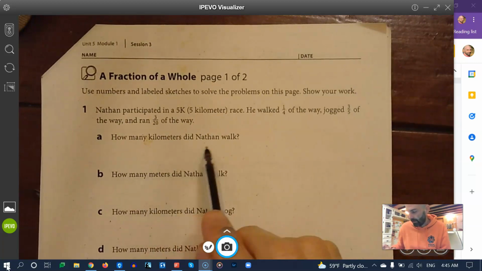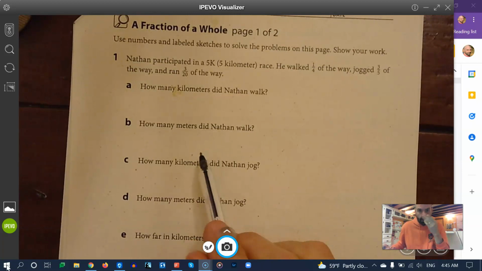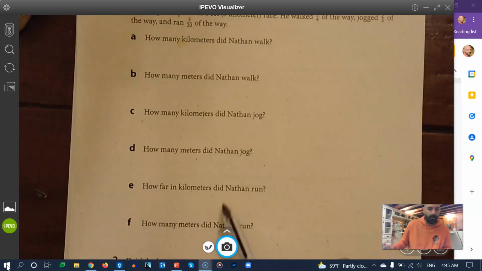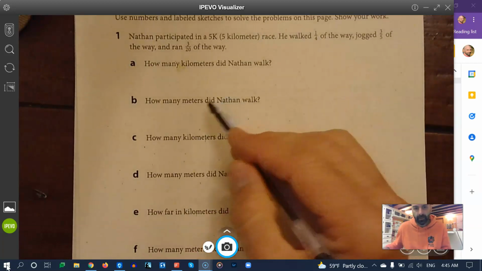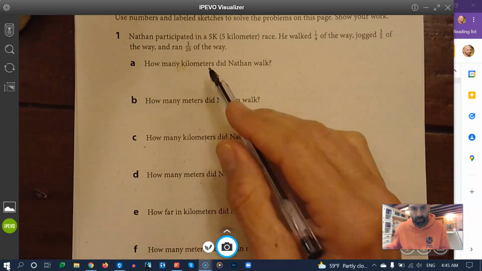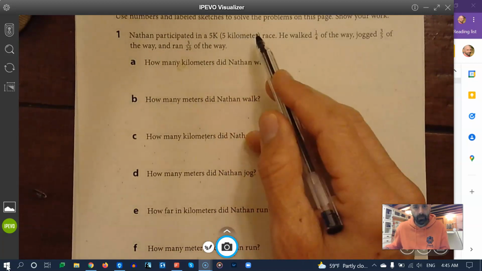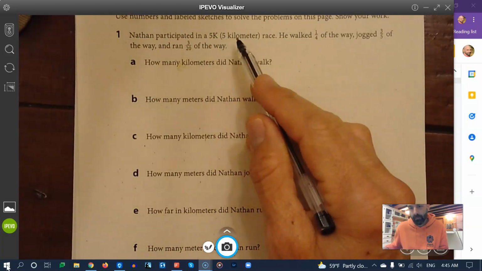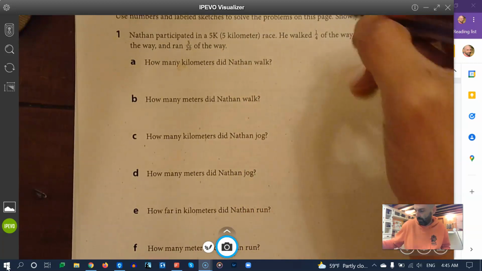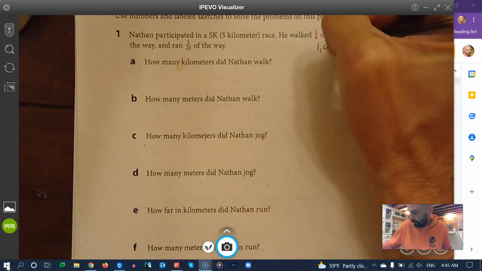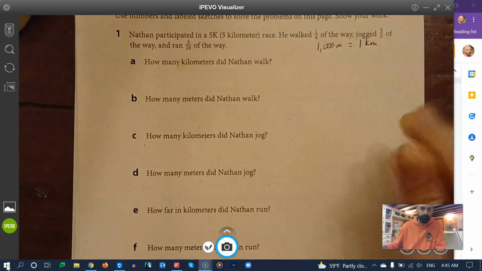So now it's wondering how far he went for each thing. It says, how many kilometers did Nathan walk? How many meters did Nathan walk? How far in kilometers? How many meters? So one thing that we also need to know here is how many meters are in a kilometer. There's 1,000 meters in a kilometer. So if we're looking at this whole 5-kilometer race, that's a 5,000 meter race. So I'm going to write that down. You should probably write that down too. 1,000 meters equals 1 kilometer.